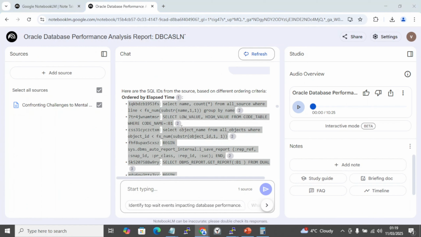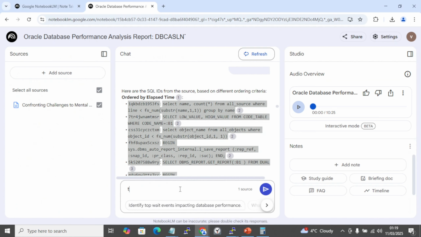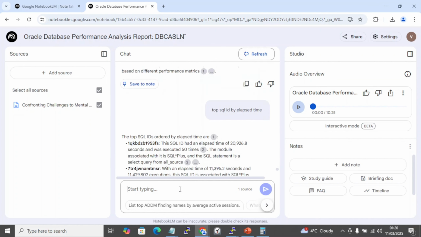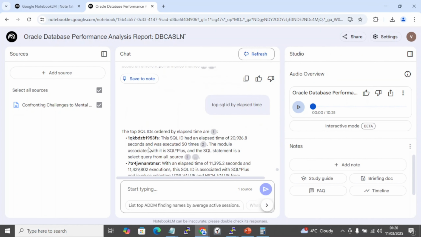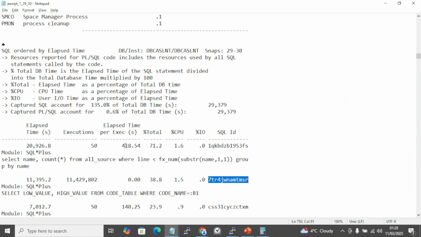Did it do some pattern matching? So here, ordered by elapsed time 70. Yes, yeah. But I want the top SQL ID by elapsed time. Let's see if it's able to recognize it. Yeah, it did. Top SQL by elapsed time, and it printed everything. Give me only. All right, so the second and was executed 50 times. Yes.